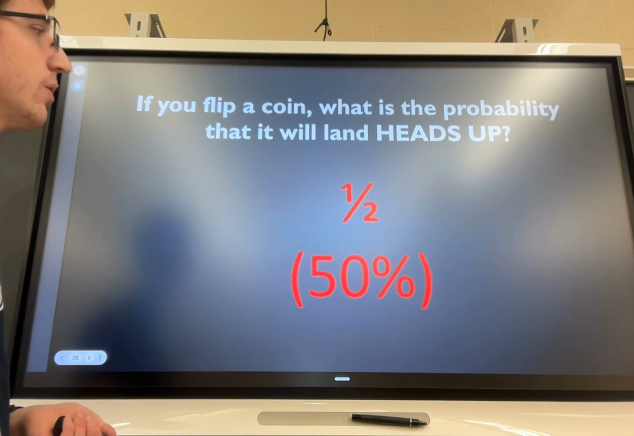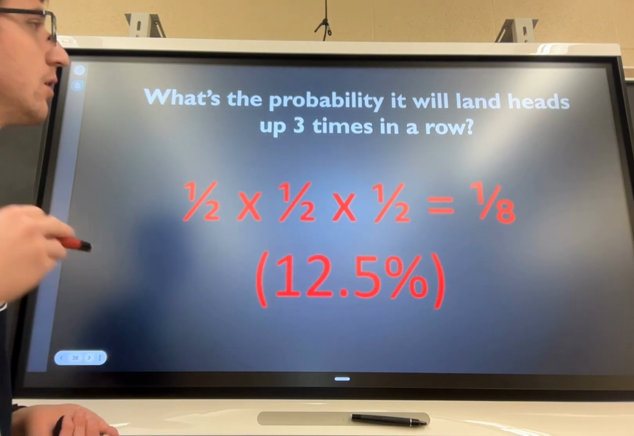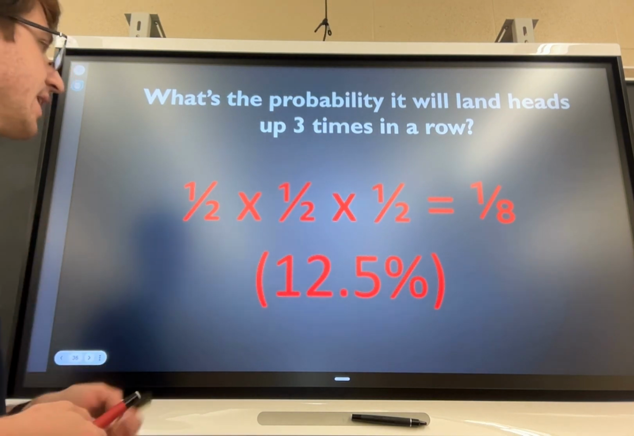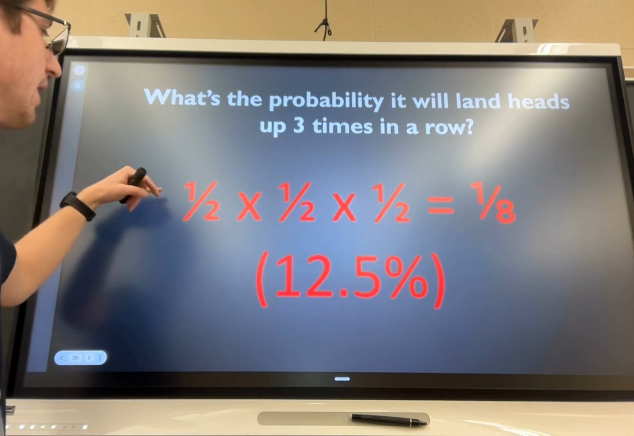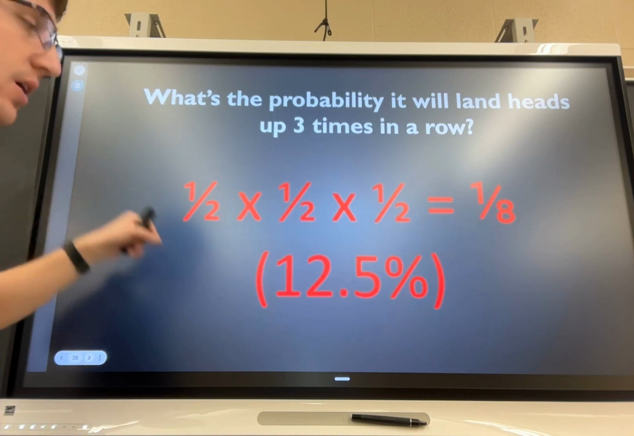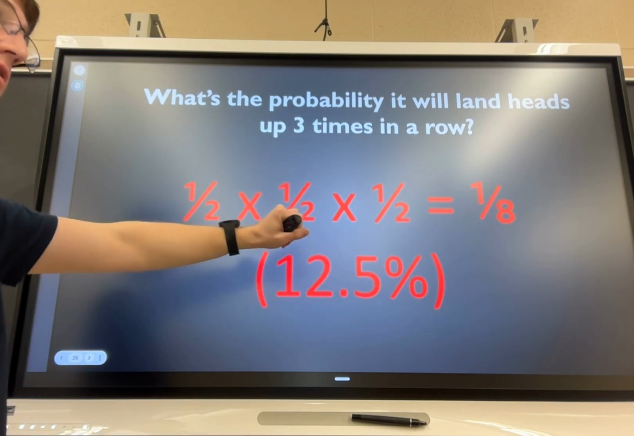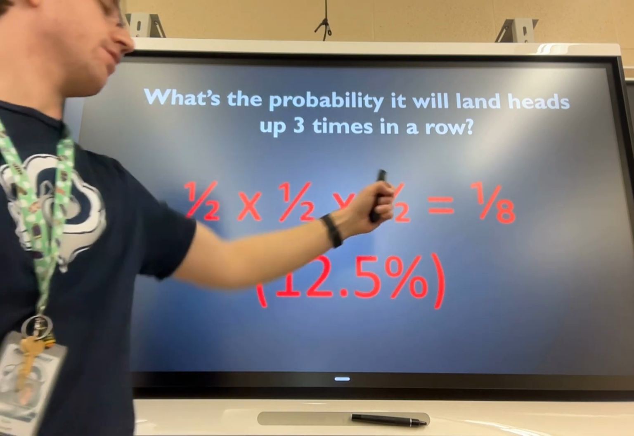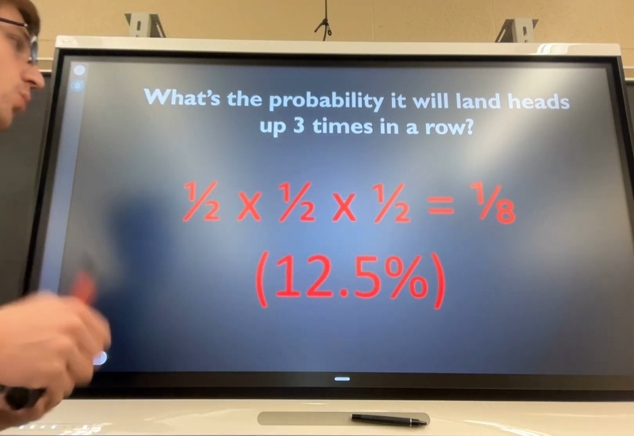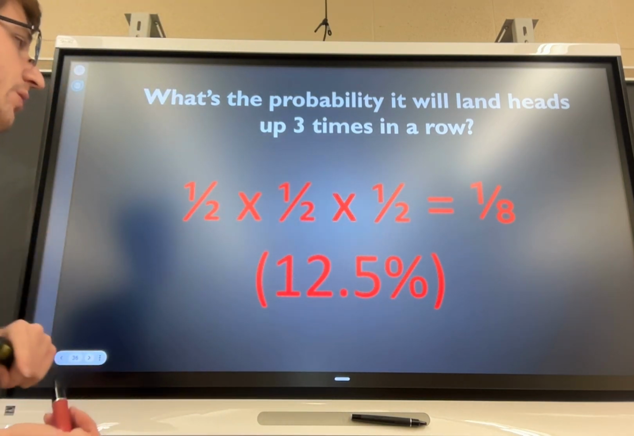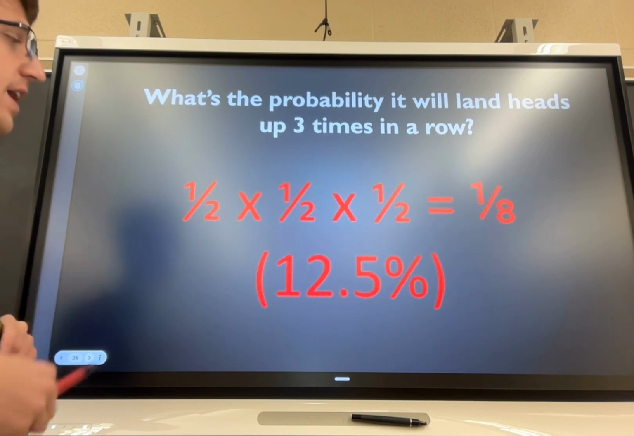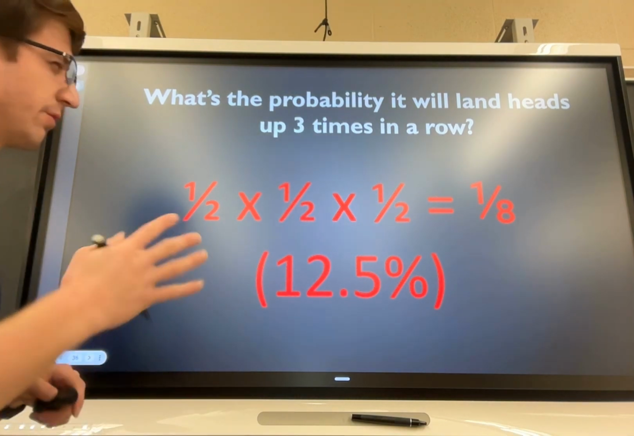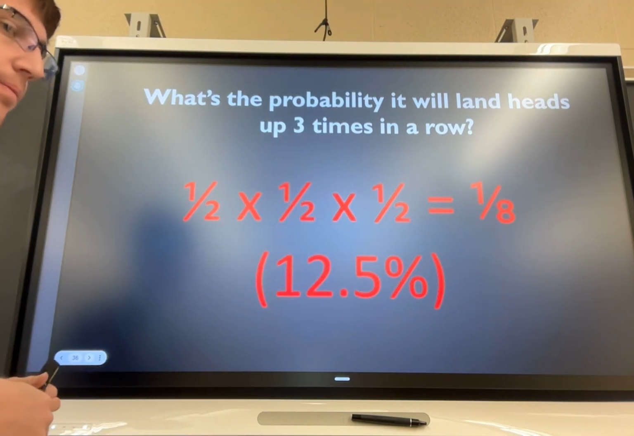But what if we combine 3 of them? Well, we take the 1/2 from the first flip, the second flip is going to be independent of the first flip, so it's going to be a half, and then the third one is also going to be independent, so 1/2 times 1/2 times 1/2 is 1/8, or about 13% of the time.